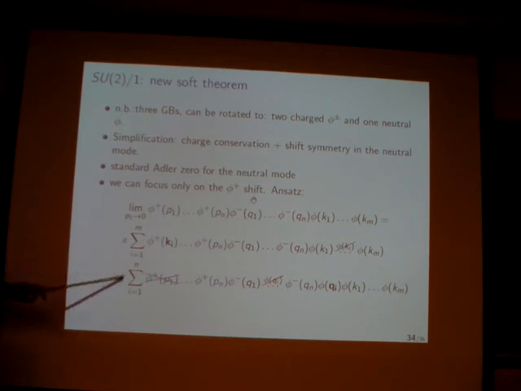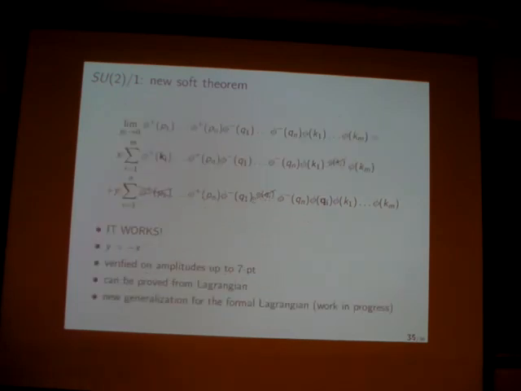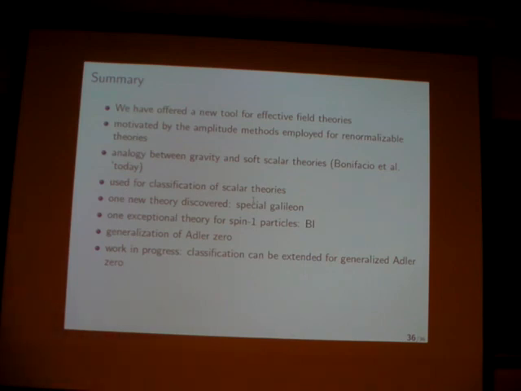So let's say this is an ansatz with this x and y, and do the calculation, and you can find out it works, really. It fixes the constant. We did verify it up to 7 points. And of course, it could be proved, and this is written in our paper. It doesn't need to be an ansatz. So that's it. This is what we did, and we generalized this Adler zero, and we hope it would help us to generalize our classification of field theories. We haven't done much in this direction, but this is ongoing.